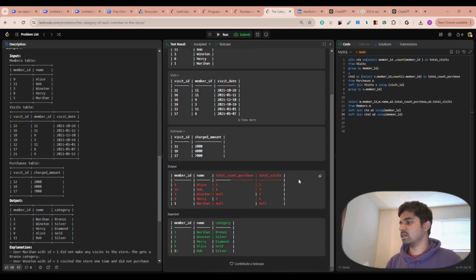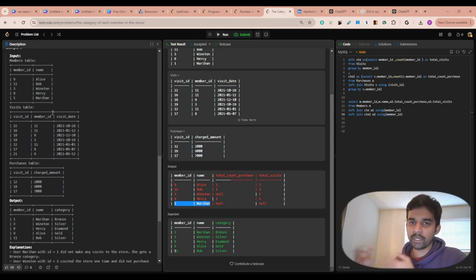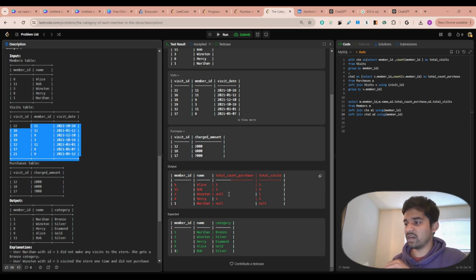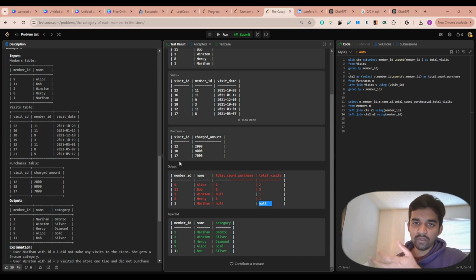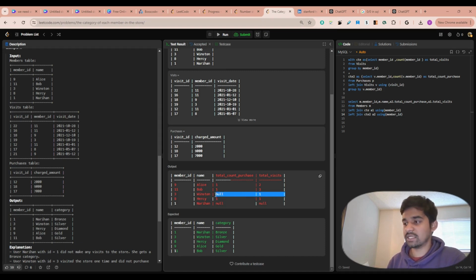Perfect. Now you could see that we are getting null for certain records. Why are we getting null? Because there could be a member who has registered their name in the particular store but hasn't visited the store even once. That's the reason why we are getting null over here. And the second thing is, even though they have registered and even visited the store, they haven't purchased anything. That's the reason why Winston, who has visited the store once but has never purchased anything, shows null over here.